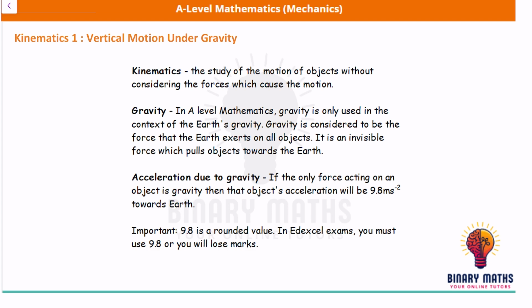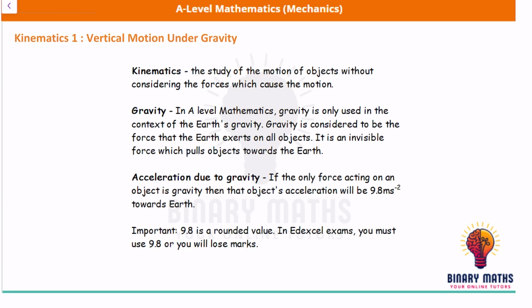So let's go through some definitions first. Kinematics is the study of the motion of objects without considering the forces which cause the motion. Gravity. In A maths, gravity is only used in the context of the Earth's gravity. Gravity is considered to be the force that the Earth exerts on all objects. It is an invisible force which pulls objects towards the Earth. Acceleration due to gravity, and that's the important part.